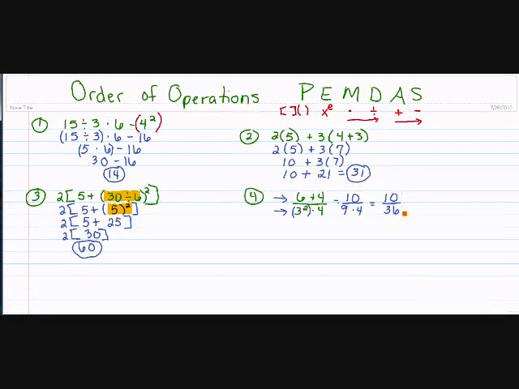Now I have to reduce it to simplest form. A common factor of 10 and 36 is 2. So I'm going to divide each numerator and denominator by 2. 10 divided by 2 is 5. And 36 divided by 2 is 18. 5 and 18 have no more common factors, so I know that is in simplest form. My answer is 5/18.